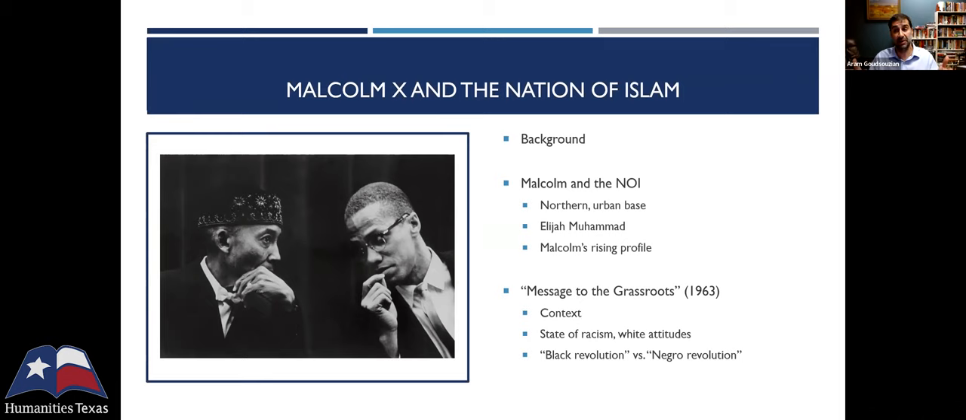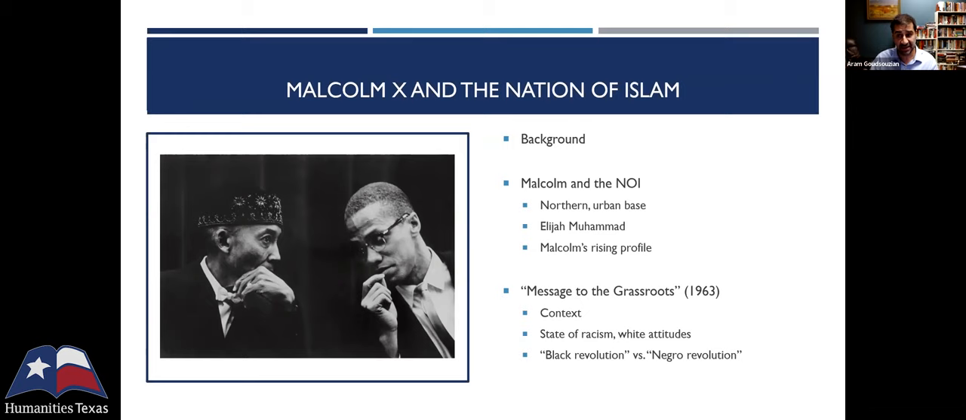And then Malcolm is profiled in major magazines through the early 1960s as the Nation continues to gain adherents and as it launches this critique of the civil rights movement. We get an aspect of that critique in a speech he gives in 1963 called The Message to the Grassroots. This is to a conference in Michigan of black grassroots activists. Remember, this is 1963, right? This is in the heart of the civil rights movement.